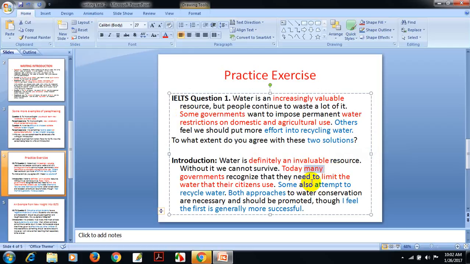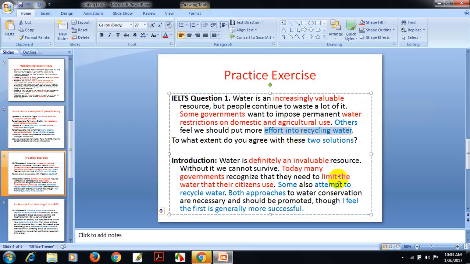And recognize that they need to limit the water that their citizens use. Here is water restriction on domestic and agricultural use. Here is limit the water that their citizens use. Okay. And others means here other governments, others. Instead of others, what you wrote? Some. Others is changed into some. And effort into recycling water is here. Effort into recycling water.